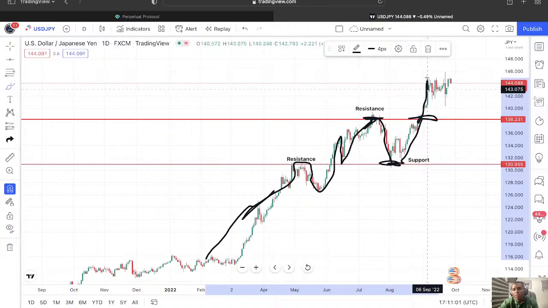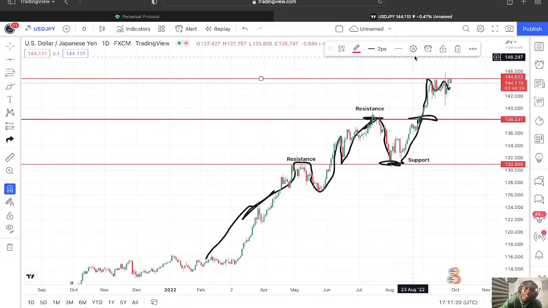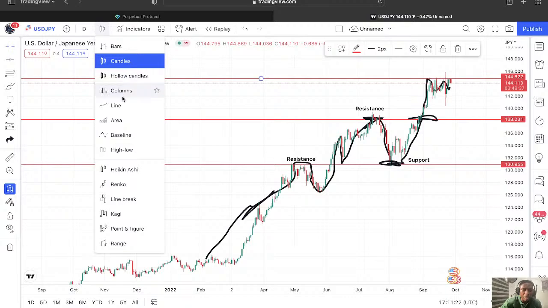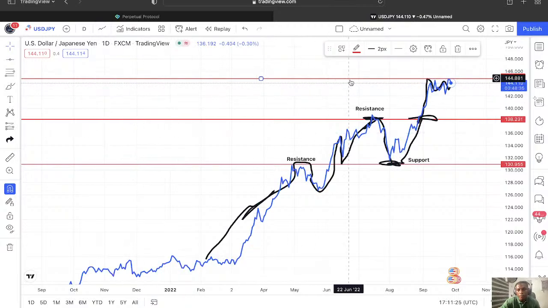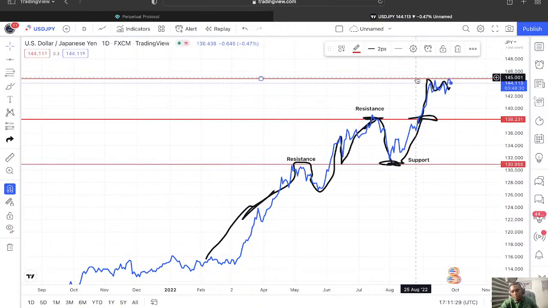So currently we can see price ranging at a particular spot here. Now the question is, where is price going to go next? You can see that there is a resistance at this level, because if you convert our chart to a line chart, you see there is a resistance here.